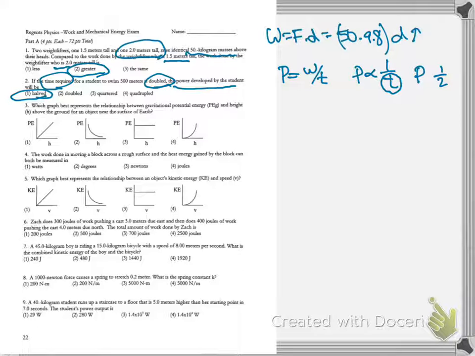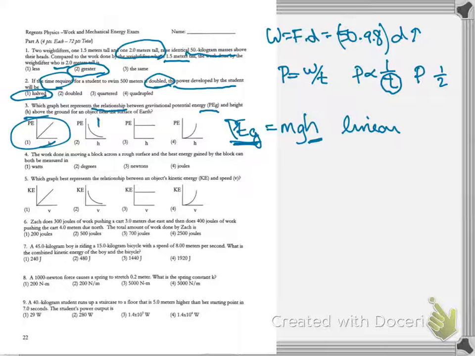Which graph best represents the relationship, and we're going to do this quite often, between gravitational potential energy and height. So when it's graphed, the relationship means the equation. So the equation for PEg is equal to mgh. Again, if you compare the energy to the height, it's a linear relationship. So this is your best answer. This is an inverse relationship. This is a square relationship, and this is constant. There is no relationship. As h changes, PE doesn't change at all. So neither of those are the correct answers.